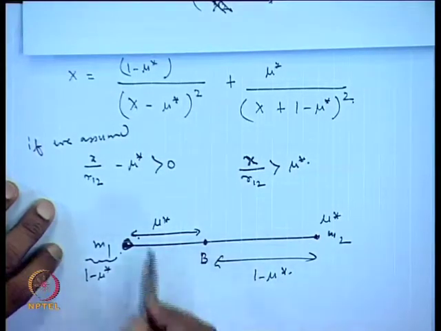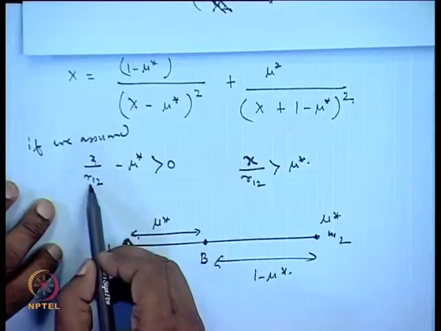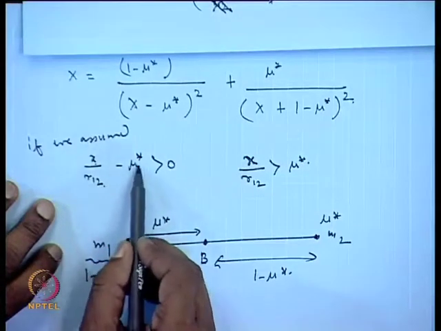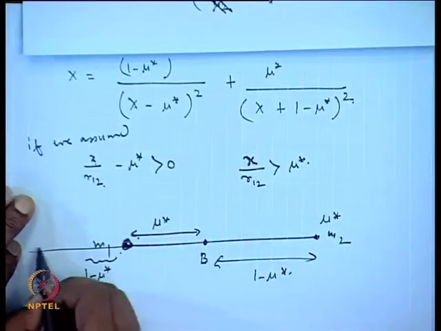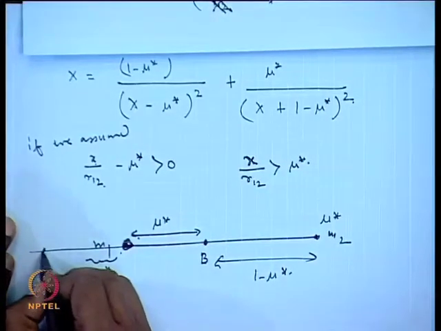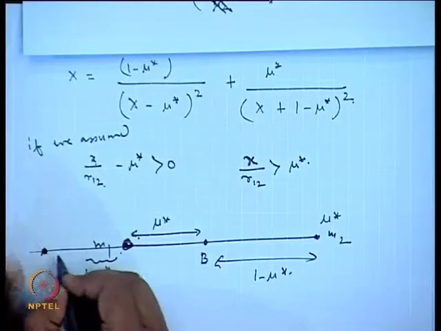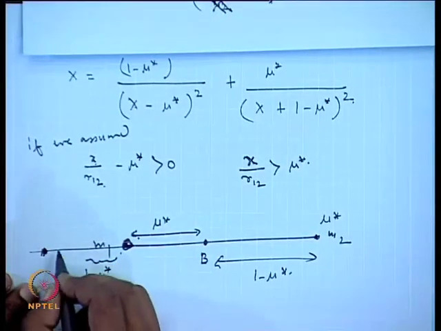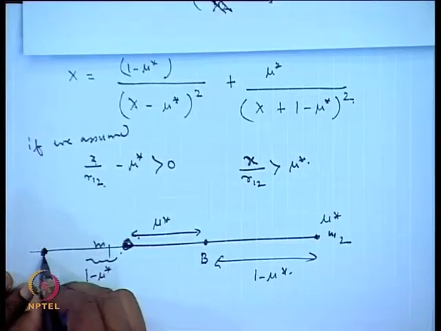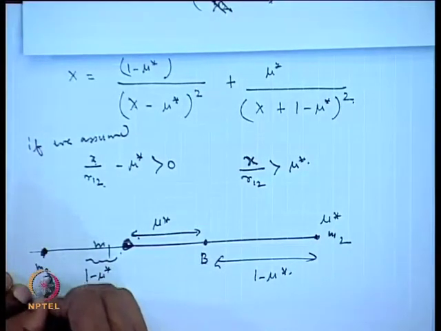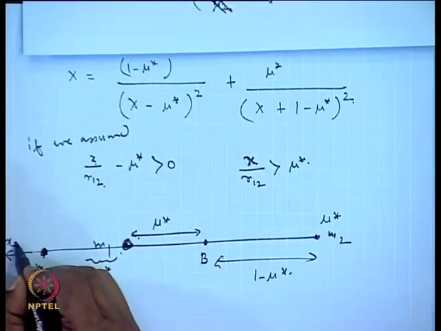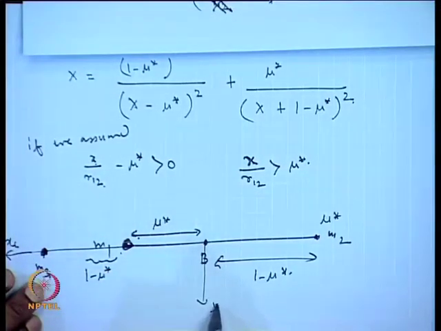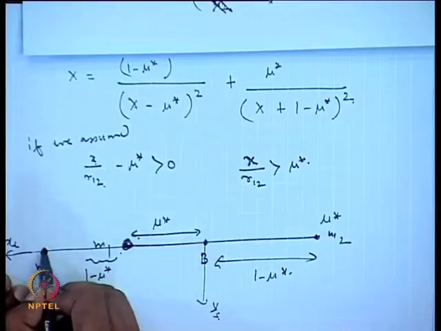Okay. So, the implication of this is x by r 1 2 minus mu star greater than 0 means this mass is the tertiary mass, or the smallest tiny particle we are using, or the small mass which is lying here, which we have written as m 3. Okay. So, x direction we are taking here as positive and y is downward as positive. So, the mass is lying somewhere here in this place. Okay.